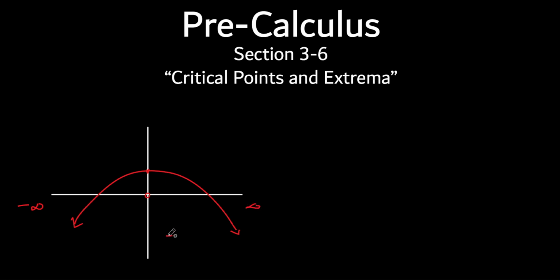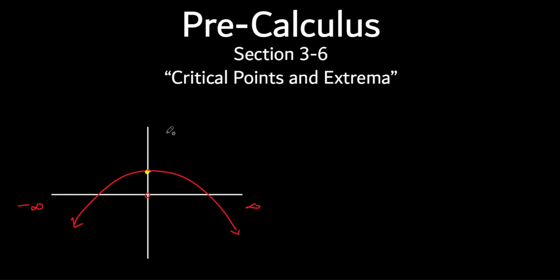Or they might say it's increasing for all x less than 0, and decreasing for all x greater than 0. But what about the part where it's not increasing and not decreasing? Where would that be? It'd be right there.